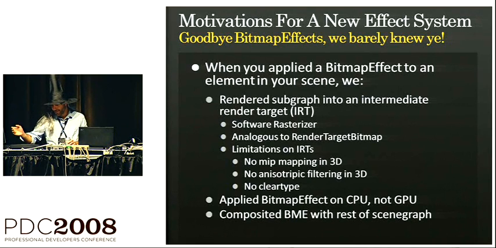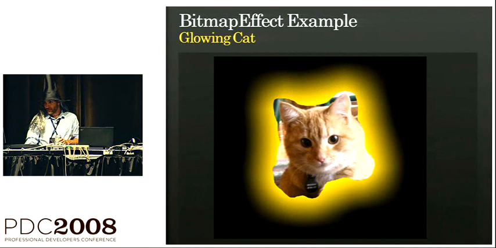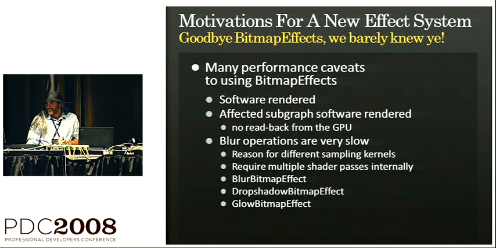So I guess I've already gone through the rest of this. I mean, you're rendering on the CPU rather than the GPU, and after all that was done, you would composite it with the rest of your scene. And here's the old syntax for how you would use a bitmap effect. I've got an image. I'm putting an outer glow bitmap effect on it. The image is very cute, and you wind up with a cute cat that's glowing. Very exciting.